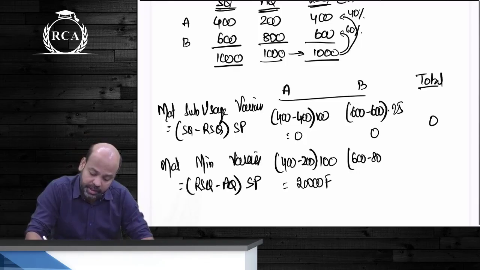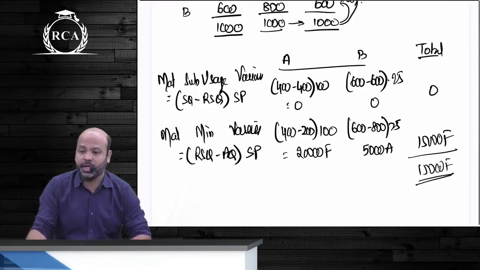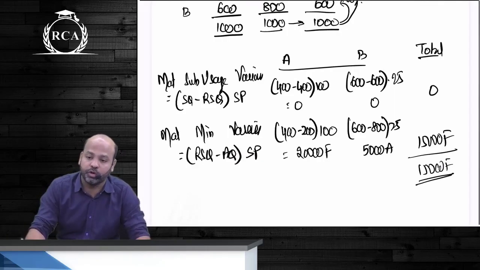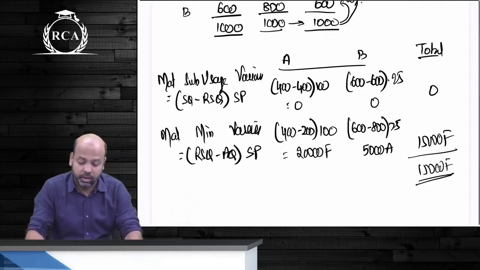Next, this would be 600 minus 800 into 25. 5,000 adverse, 15,000 favorable. We're getting a favorable answer because we are consuming less of the expensive material. We're consuming more of the cheaper material. That is how we're making the mix variance favorable. 400, 600. How much is AQ, guys? 480 and what is the total?